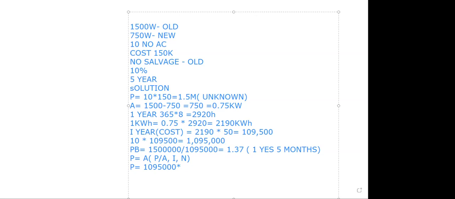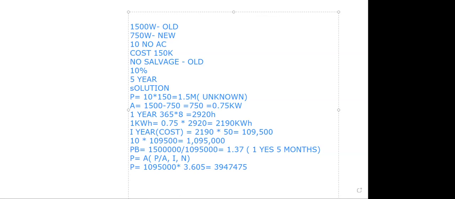So for 5 years, it is 3.605, and that will be what? 1095 times 3.605. It will give us 3,947,475 naira. And what is the proposal that was given to us?